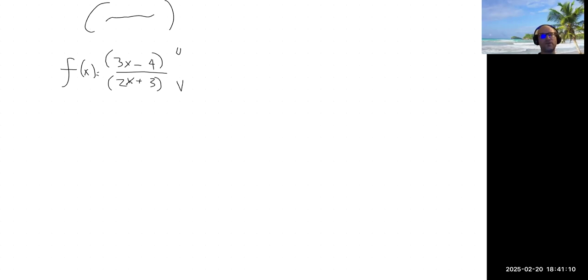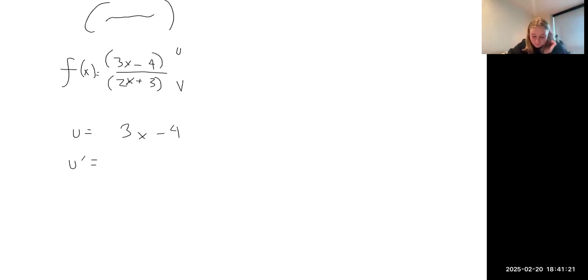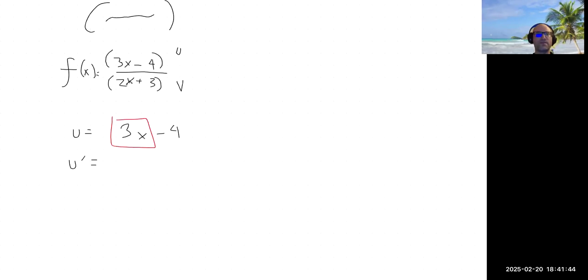So u, of course, is 3x minus 4. We've got that. And then what's u prime? Can you run through how you do that again? Sure. We're going to take the derivative of each term individually. The derivative of 3x is going to be 3.